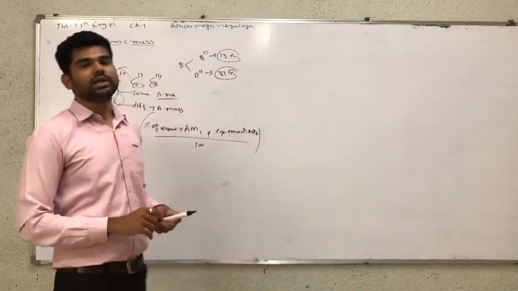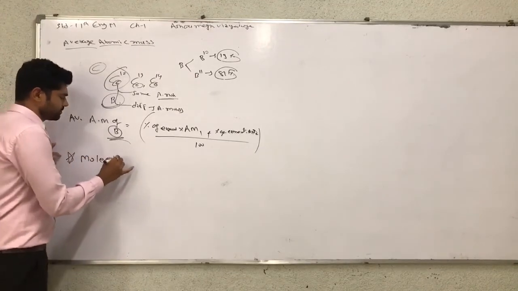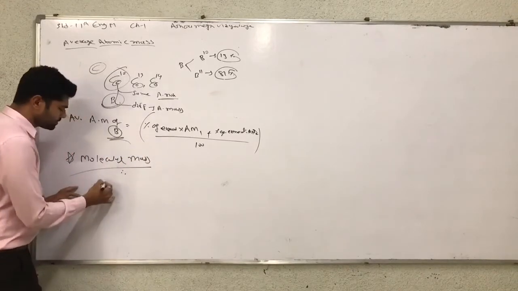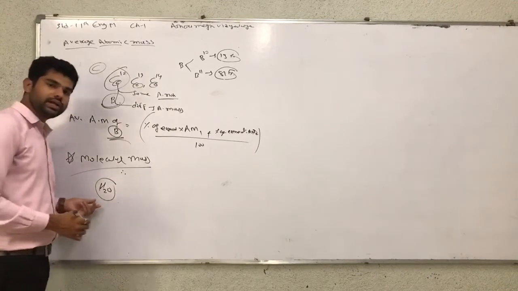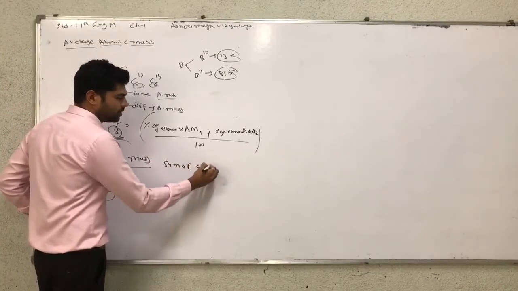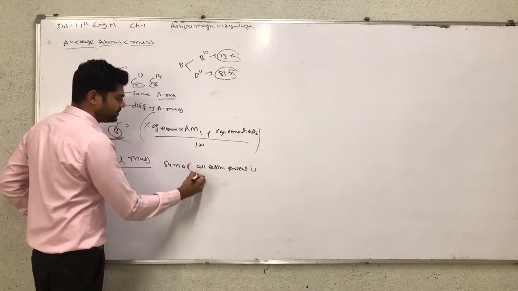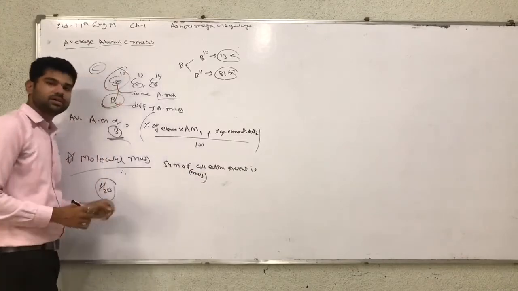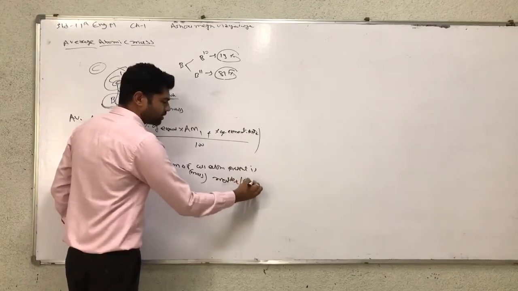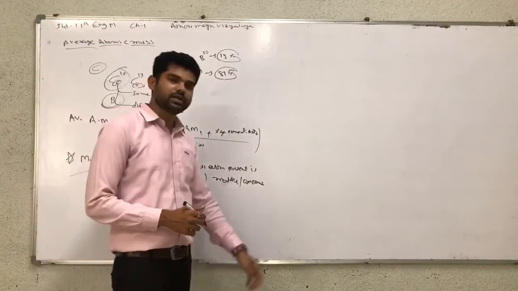Now move on to molecular mass. Molecular mass of a substance. Molecular mass means, suppose water. Water contains 2 hydrogen atoms and 1 oxygen atom. It means the sum of the masses of all atoms present in the matter or compound. So the sum of all masses of atoms present in a matter or a compound.